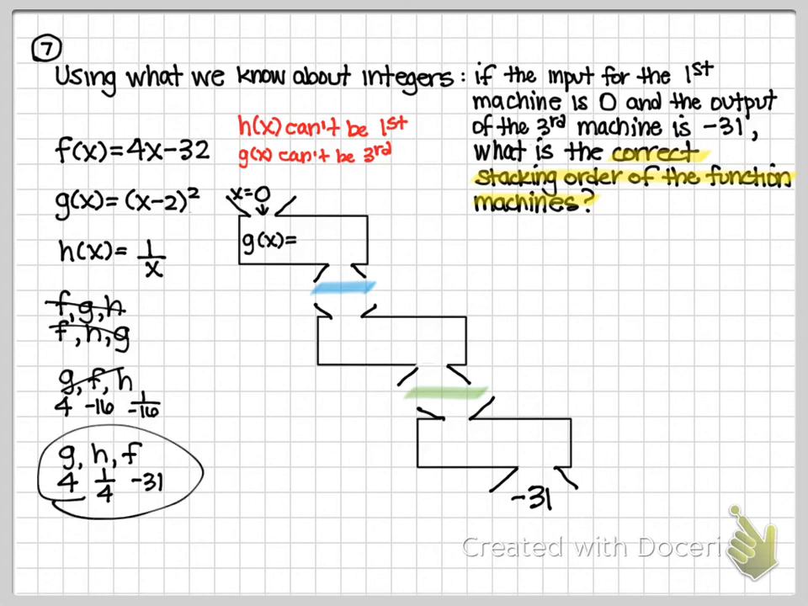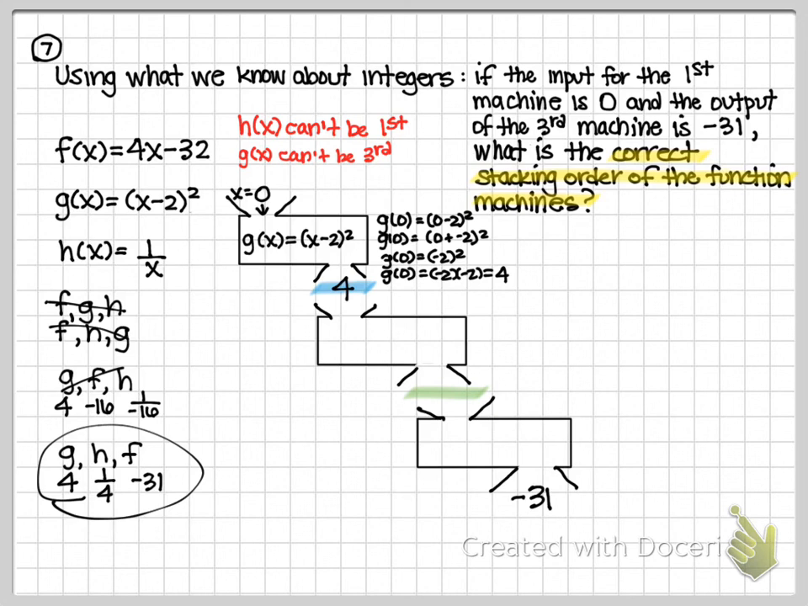So G is x minus 2 squared. All right, so let's do that off to the side. So G of 0, so I'm dropping 0 in. 0 minus 2 squared. Okay, so that's 0 plus negative 2 squared. That's negative 2 squared, which we know is negative 2 times negative 2, and that's positive 4. Okay, so 4 is my output there.